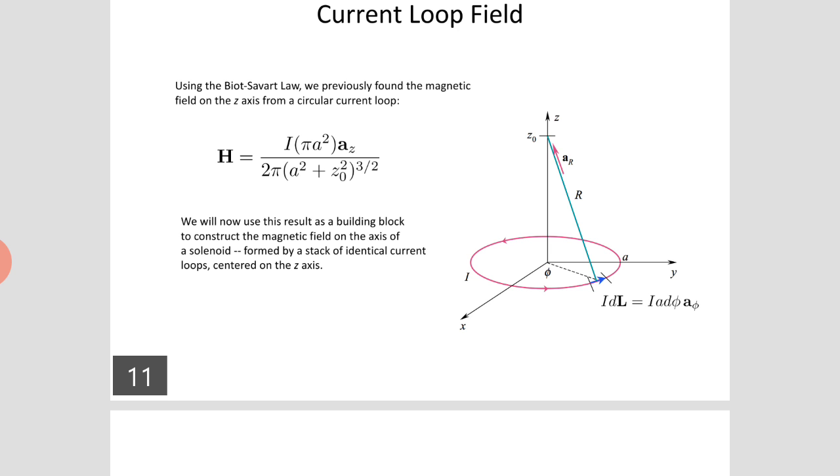Whatever magnetic field we have found, we use this result as a building block to construct the magnetic field on the axis of a solenoid. This expression for the magnetic field of the circular current loop is used to construct the field on the axis of a solenoid, formed by a stack of identical current loops centered on the z-axis.